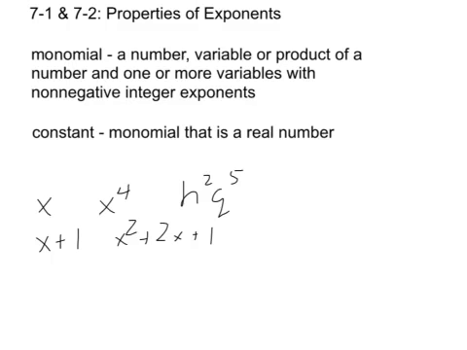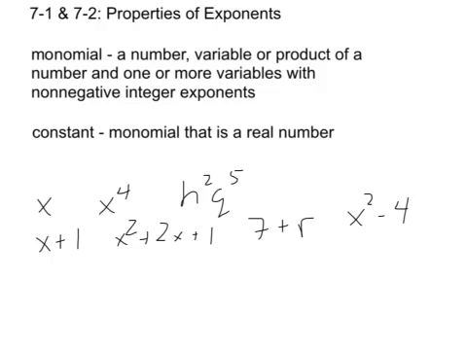Another example of something that is not a monomial would be 7 plus r. Just anything that has a plus or a minus in between. I didn't give you any minus examples, so here's one with a minus. x squared minus 4, that is not a monomial. Those are polynomials. Also, we have constants. A constant is a monomial that is a real number. So anytime that you have just a number, that number is a monomial, like 5 or 12 or whatever.